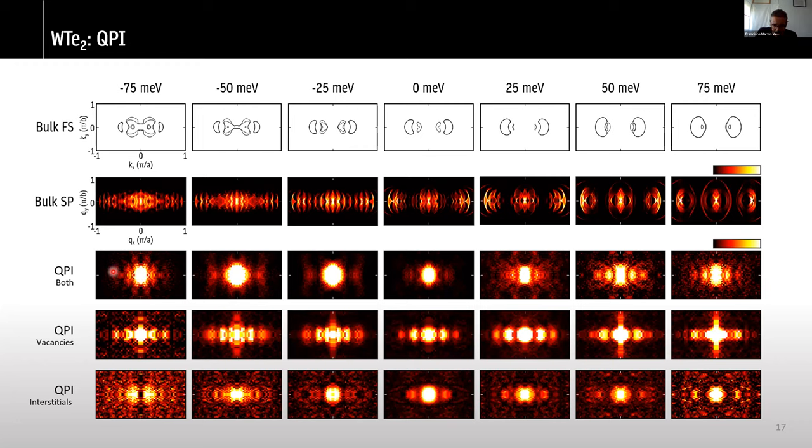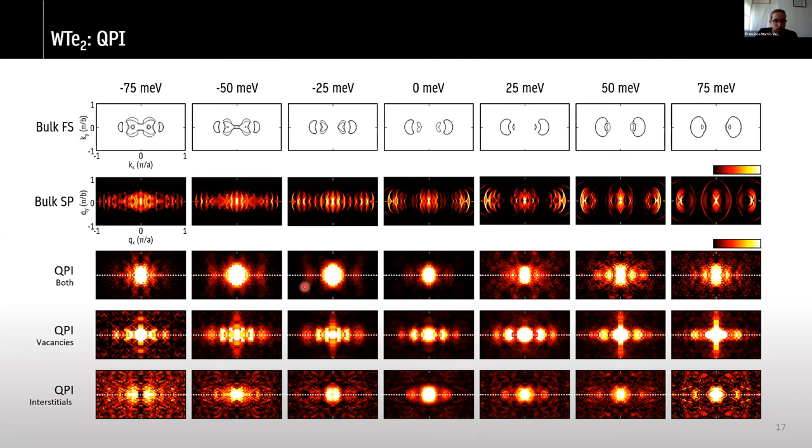We have this very complex pattern at negative energies with this triangular shape that gradually evolves to a separated configuration at positive energies. But for a better comparison between our data and the prediction, we can plot a profile along kx, that is the direction with the main part of the scattering, with the dispersion.